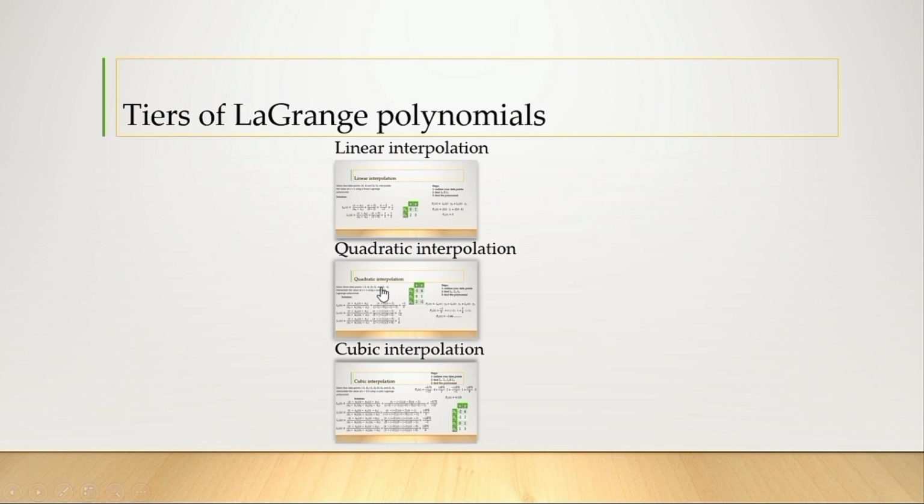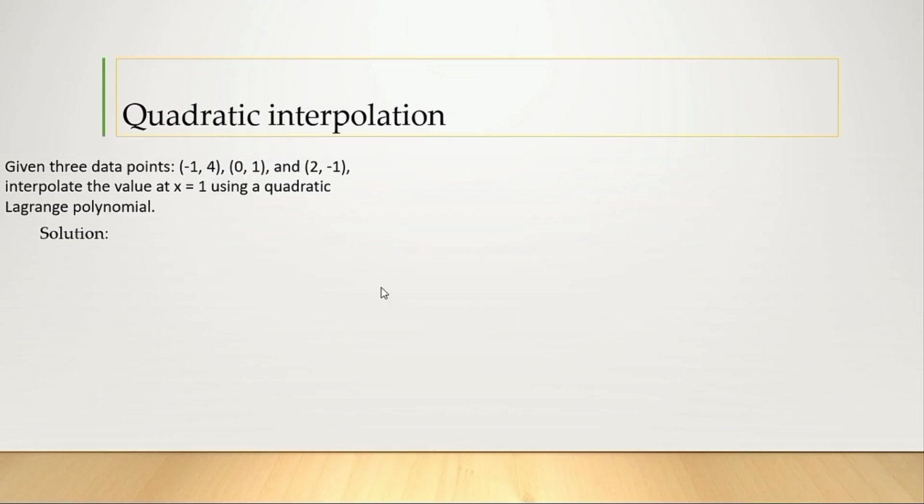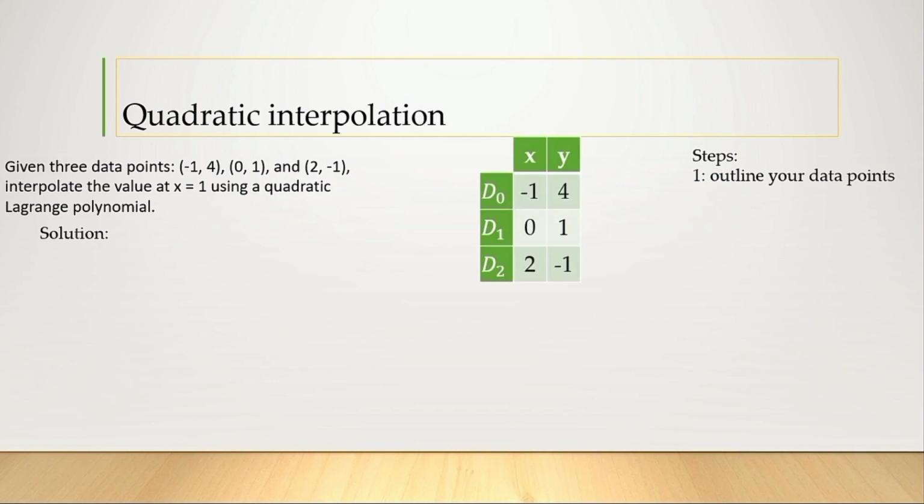So quadratic interpolation next. Basically, if you have 3 data points, and let's just say we have different values, say negative 1, 4, 0, 1, and 2, negative 1, and then we interpolate the value at x1 using the quadratic Lagrange polynomial. What we're going to do is go through the exact same steps. You first outline your data points, and then once you've outlined them properly, second, we have to find L0, L1, and L2. Because it's a quadratic, we see that we have a 2 there.